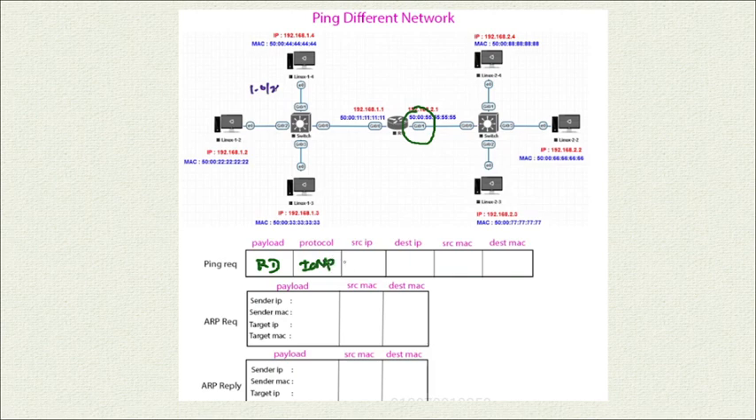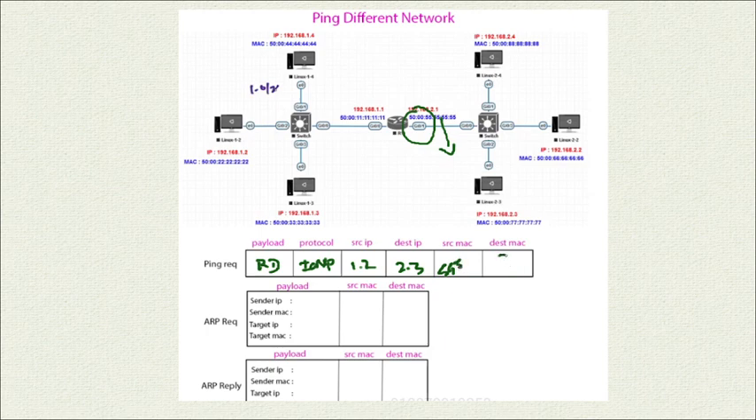ICMP. The source IP and destination IP are not changeable right now. The source IP is 2.1.2 and the destination IP is 2.3. They are not changeable, but the MAC address is changeable. The source MAC has now changed to 555. That is the reason the source MAC address is 555.